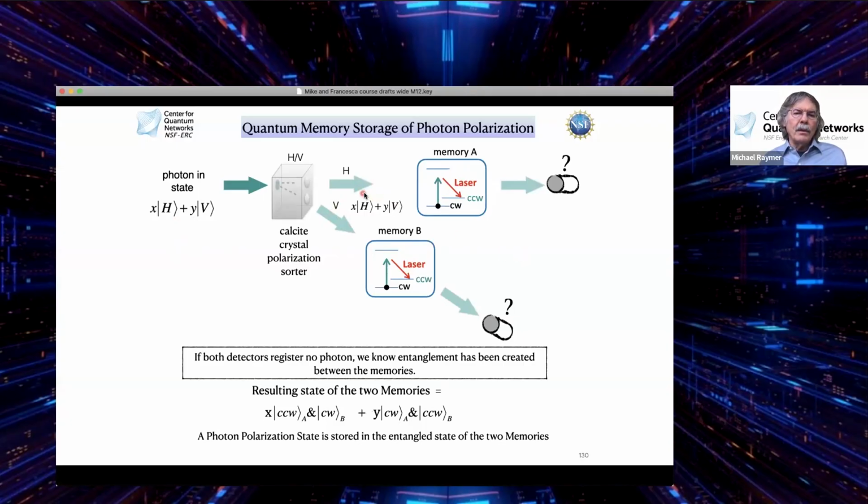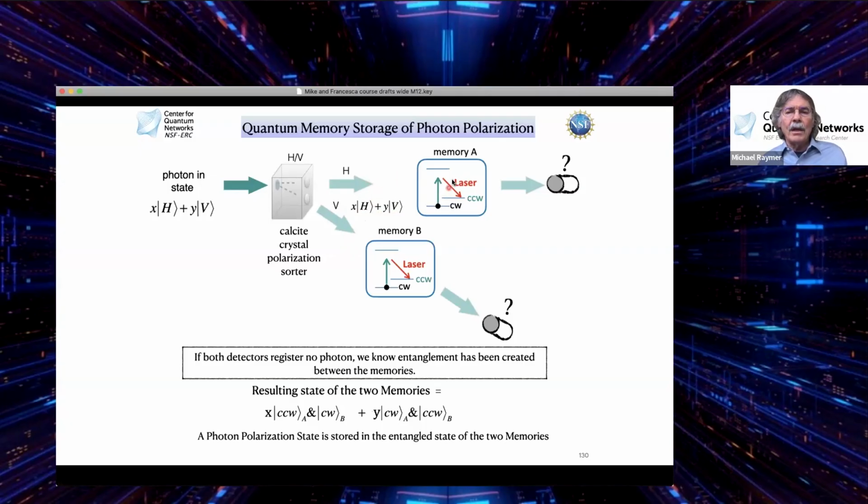So what we're going to do is use a calcite crystal. That's an HV sorting crystal. So the H component of the photon goes in this path, but the photon also goes in this path, and you now have an entanglement between these two paths. But the state of polarization is still XH plus YV, even though the photon has been split into two paths.